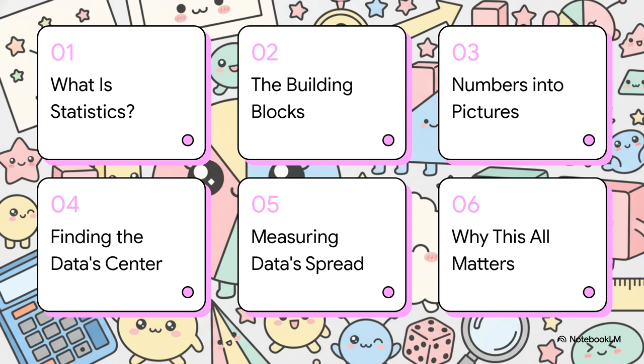All right, so here's our game plan. We're going to start with the absolute basics, figure out what statistics even is, then look at the different types of data. From there, we'll see how to turn numbers into pictures and get into the really core ideas of finding the center and the spread. And then we'll wrap it all up with why this stuff is so important for you to know.